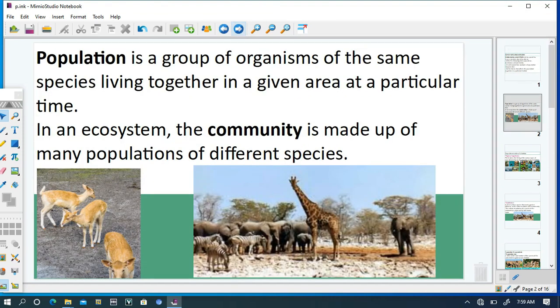Population is a group of organisms of the same species living together in a given area at a particular time. If you can recall, an ecosystem is a self-sustaining unit made up of living and non-living things interacting and affecting one another. In an ecosystem, the community is made up of many populations of different species.